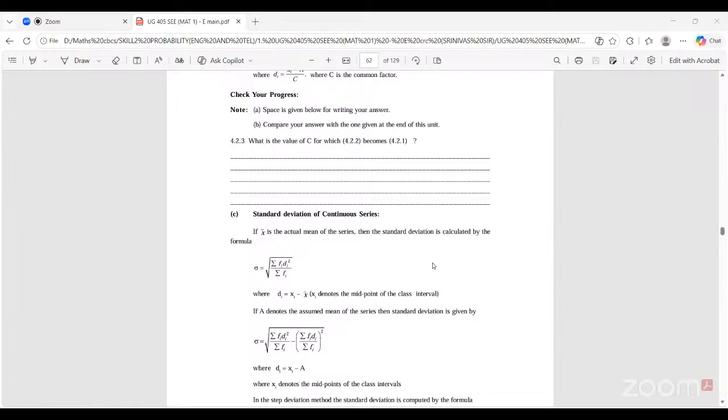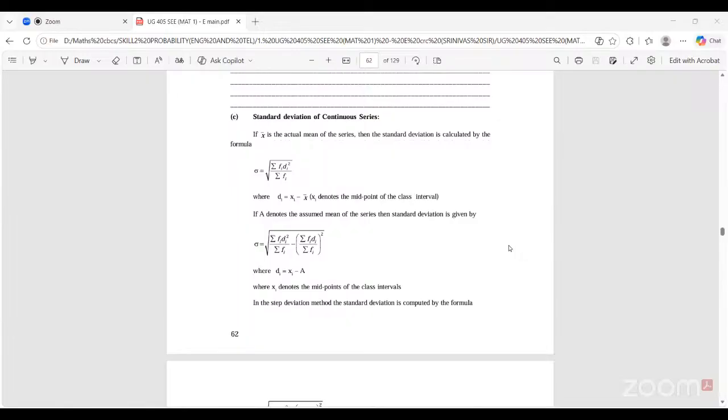X bar is the actual mean of the series. The standard deviation is calculated by the formula sigma is equal to the square root of summation of fi di square by summation of fi. So di is equal to xi minus x bar, where xi denotes the midpoint of the class interval and A denotes the assumed mean of the series. The standard deviation is given by the square root of summation of fi di square by summation of fi minus (summation of fi di by summation of fi) whole square, where di is equal to xi minus A. We are writing here, xi is the midpoints of the class intervals.